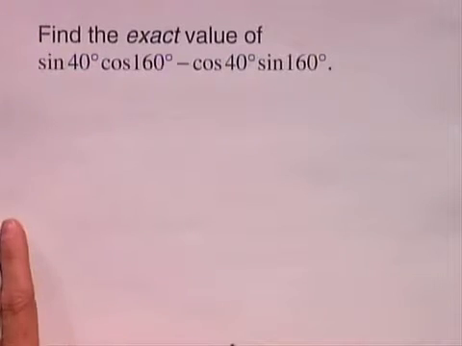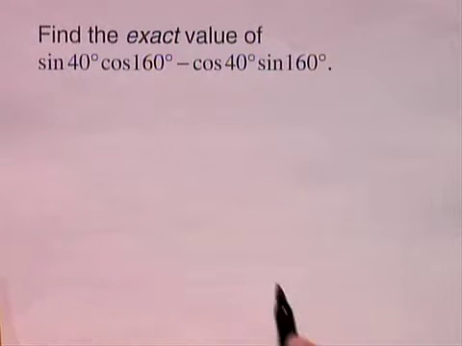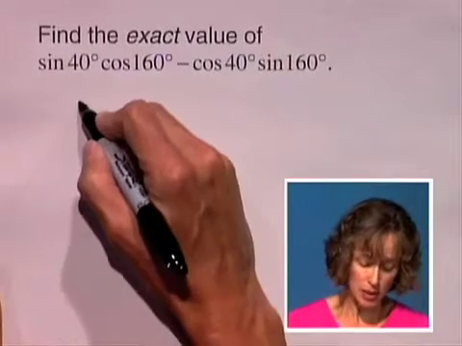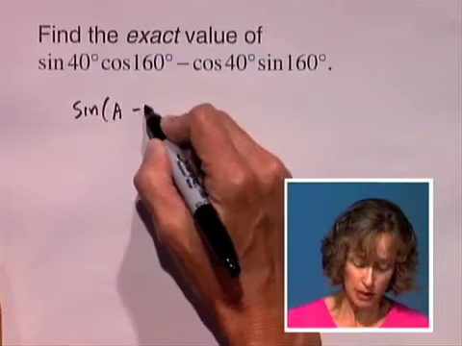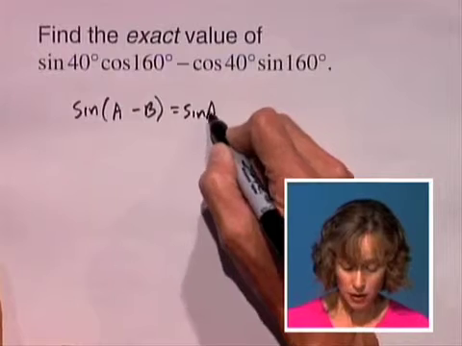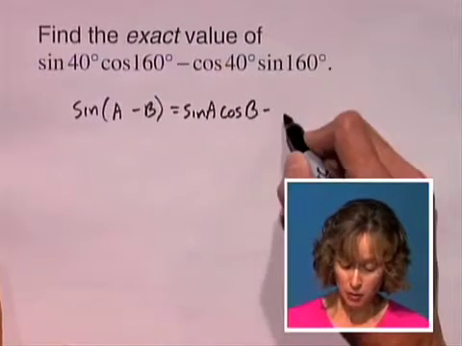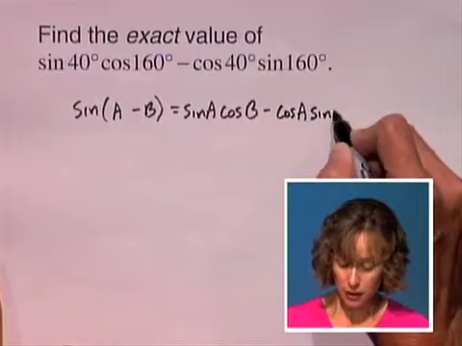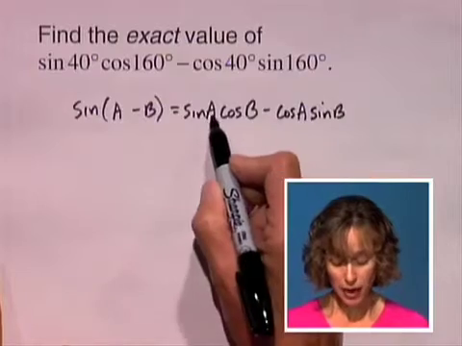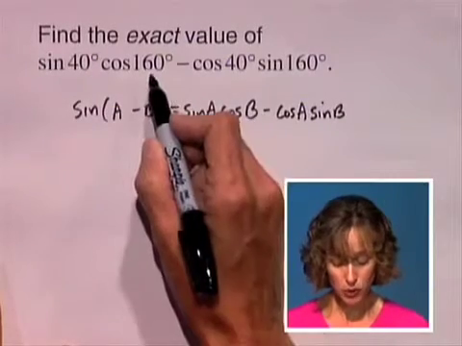Well, there's one more part to this example that we're working on. We want to find the exact value of sine 40 cosine 160 minus cosine 40 sine 160. And what we're looking at is a sine cosine minus cosine sine, which matches the sine difference identity, sine of A minus B. Recall that the identity is sine A cosine B minus cosine A sine B. And what we are looking at in our example matches the right-hand side with A equal to 40 degrees and B equal to 160 degrees.